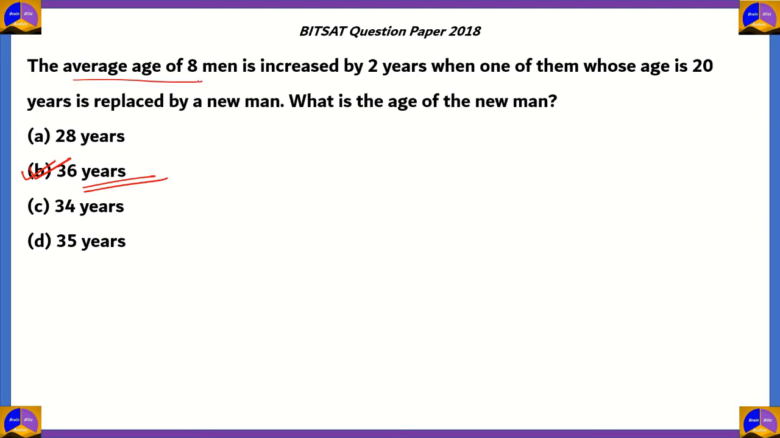Again, we need to use the formula for average, that is the total sum of the ages of the men divided by the total number of men. And then since we have two cases, we will take the two cases and write them down, and then we subtract the two cases to get an equation that gives us the final age of the new man.